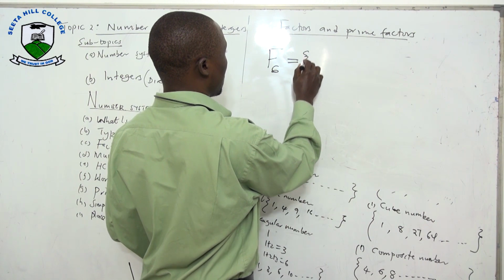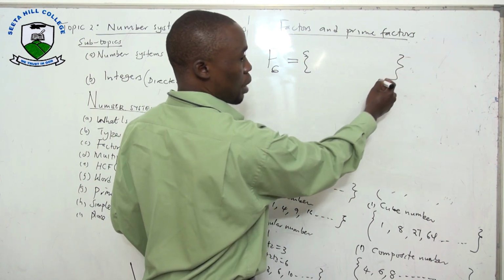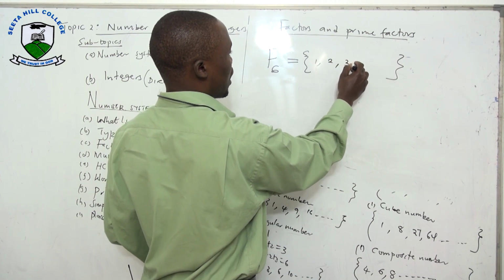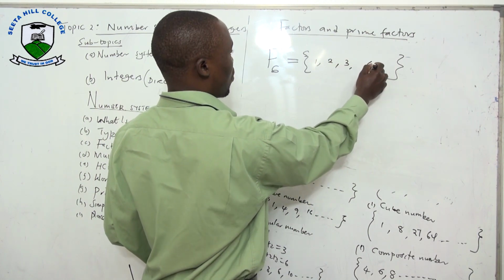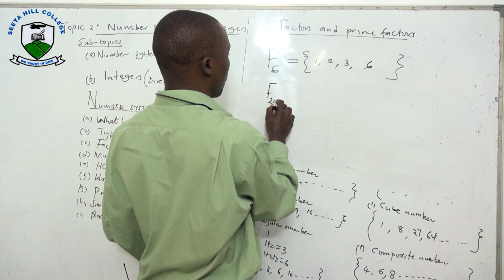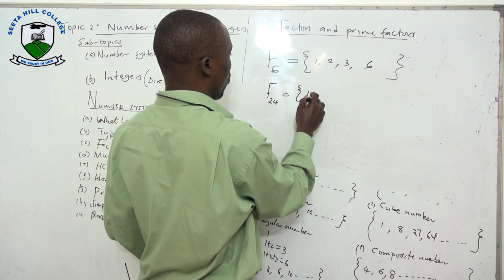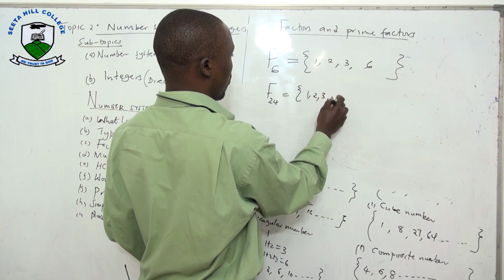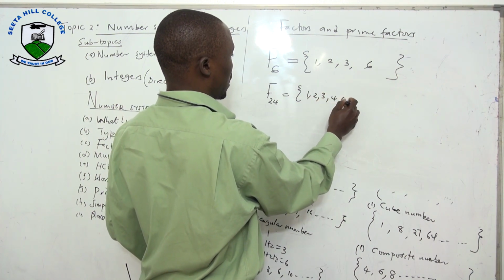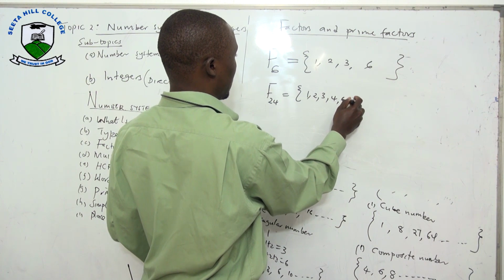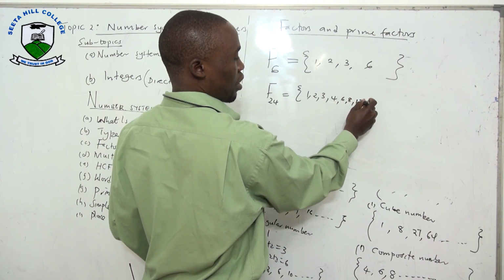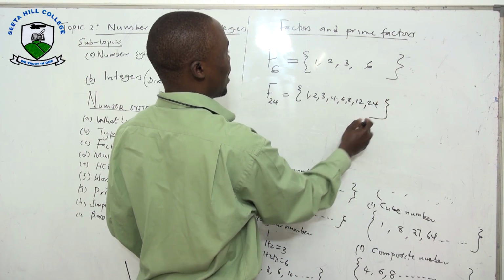What are the factors of 6? Start with all the natural numbers. 1 divides, 2 divides, 3 divides, 6 divides exactly. Factors of 24: 1 divides, 2 divides, 3, 4, 6, 8, 12, 24. See, that's correct.